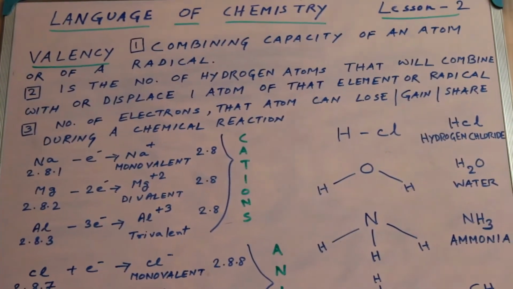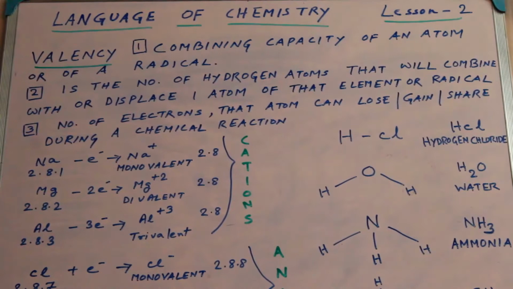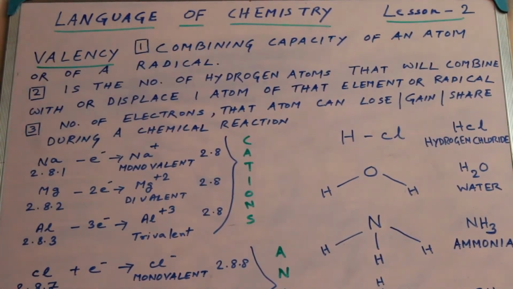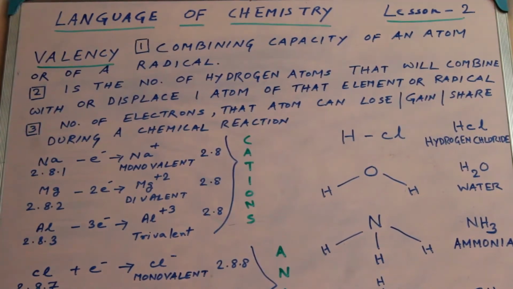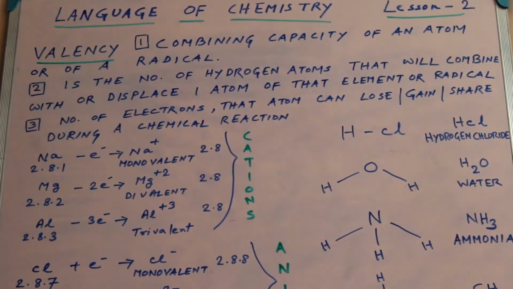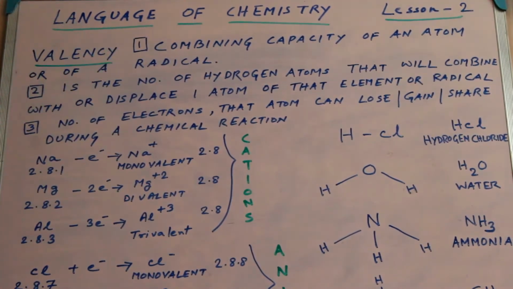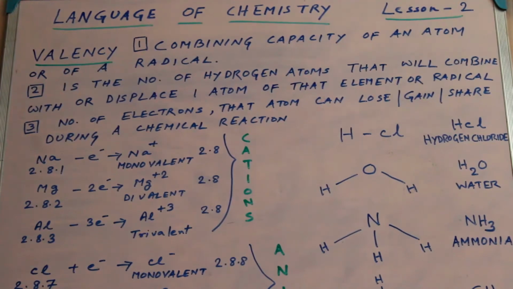Now we will start with valency. Valency is the combining capacity of an element or a radical. We will explain radical later. There are three definitions of valency. This is definition number 1. It is the combining capacity of an atom or of a radical.